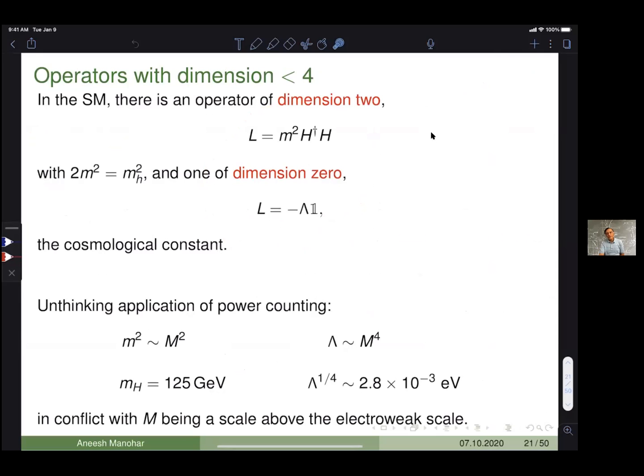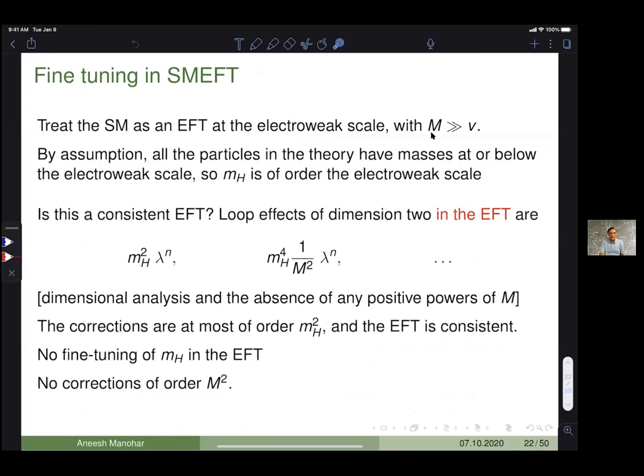Well, if you try to apply the naive power counting argument, you would say the Higgs mass should be of order capital M squared, and the cosmological constant should be of order capital M to the 4th. Just pretend that capital M is like a GUT scale of order 10 to the 15 GeV. Well, this is a disaster because the Higgs mass is 125 GeV. And the 4th root of the cosmological constant gives a scale of 10 to the minus 3 electron volts. But this is, as I said, an unthinking application of power counting.